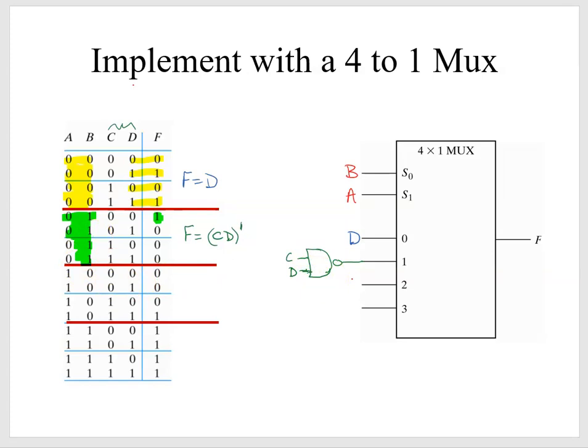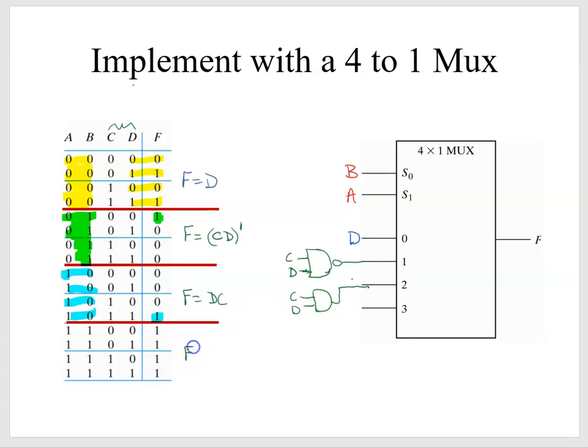If we come down here and we look at minterm 2, or it's not really minterm 2, but when A and B represent a binary 2, in that case, it looks like we only have the 1 right here, and that's when C and D are both equal to a 1. So that looks like F is equal to CD. So then we'll have an AND gate, CD, and that's what we'll go to 2.